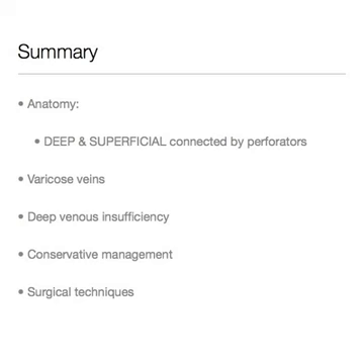So to summarize, in this podcast I have discussed the anatomy of the venous drainage of the leg, which is divided into the deep venous system and the superficial venous system, which are connected to each other by perforating branches. I have also discussed the signs and symptoms of disorders of venous drainage, which include varicose veins and deep venous insufficiency. I have discussed the role of conservative management in treating patients with venous disease, including the role of elevation and compression of the affected leg, and more specifically, the use of sclerotherapy and varicose vein stripping for varicose veins.